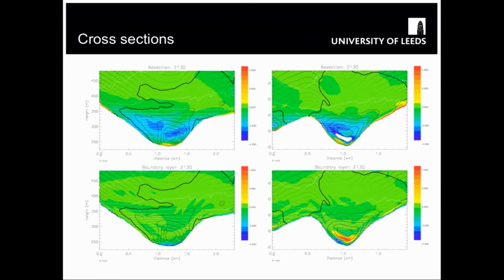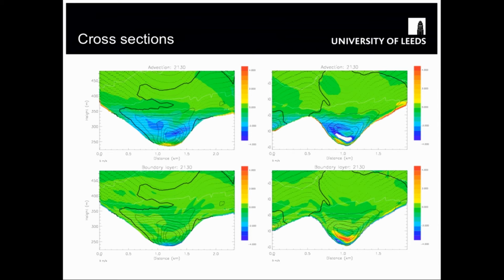Okay, so these are some cross sections similar to what we looked at before, but now just looking at these individual components. The top two here are looking at the advection at different points in the valley, and you can see that right down near the surface, that advection is warming. So it's the air that's been coming down the valley that is a bit warmer than the surface, but through most of the cold pool, it's having a cooling effect. So whether advection is warming or cooling depends a bit on where you're looking in the flow.